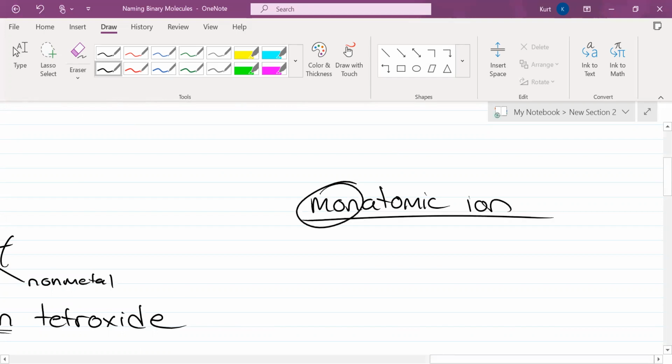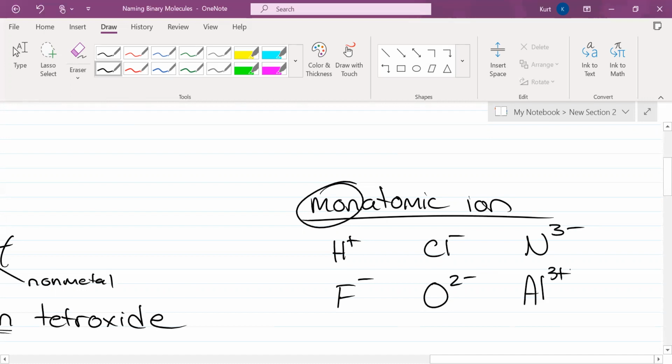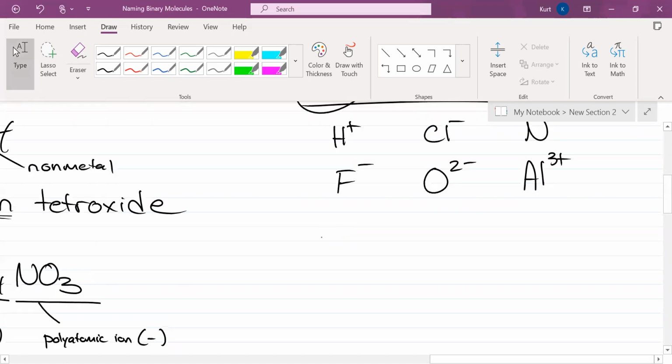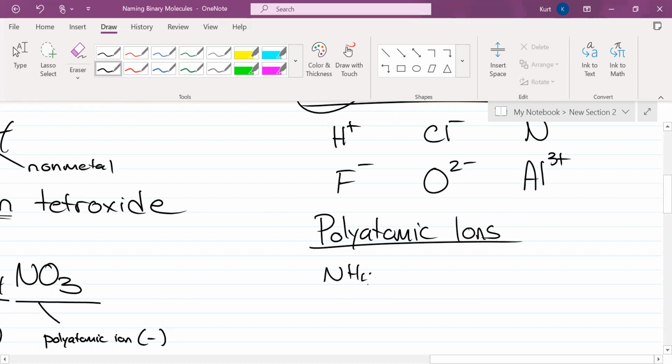monatomic, what does mono mean? One. That would be things like hydrogen, chloride, fluoride, oxide, nitride, aluminum ion. Those are just individual atoms. But then you have polyatomic ions. Those are things like ammonium, NH4, positive 1 charge, phosphates, PO4, negative 3 charge, nitrates, NO3, negative 1 charge, carbonates, CO3, negative 2 charge.